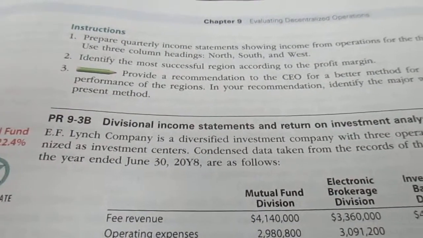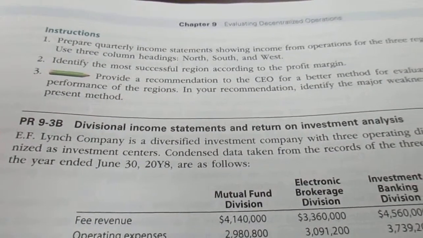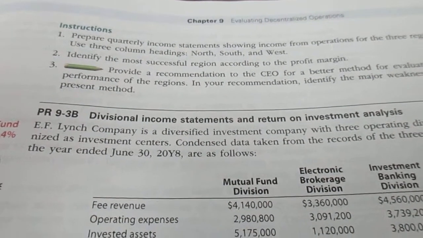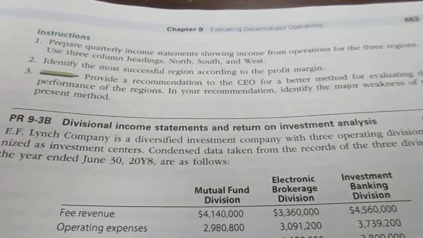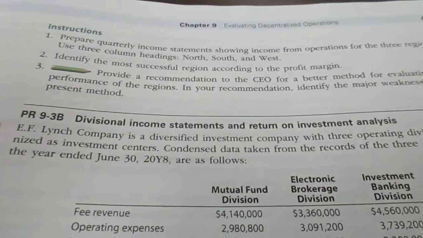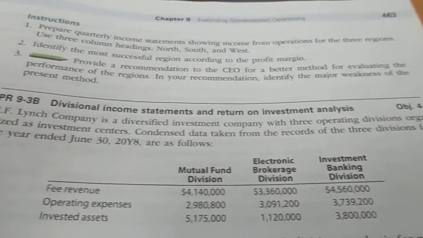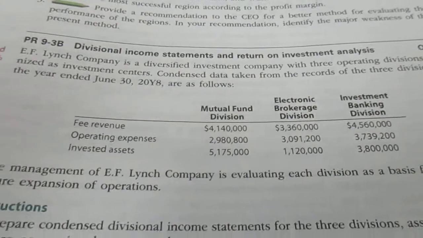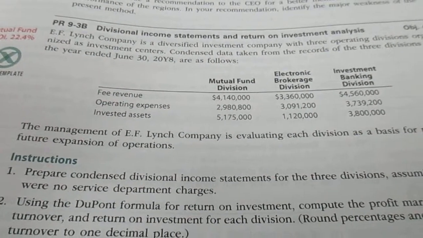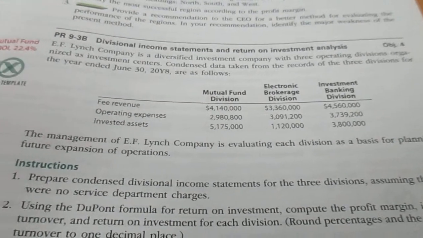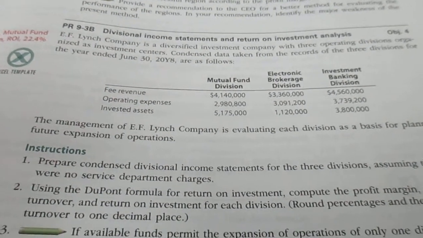Okay, we're going to look at 9-3B, divisional income statement and return on investment analysis. The E.F. Lynch Company is a diversified investment company with 3 operating divisions organized as investment centers. Condensed data taken from the records of the 3 divisions for the year ended June 30th are as follows, and there's the data. The management of E.F. Lynch Company is evaluating each division as a basis for planning future expansion of operations.